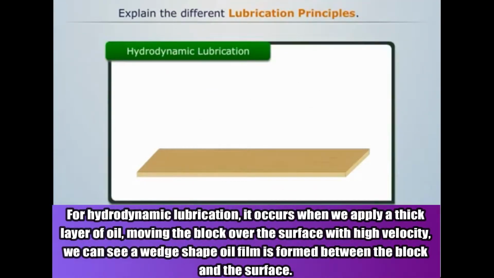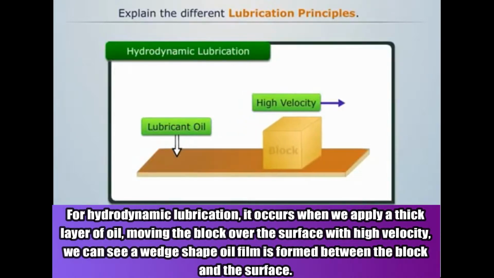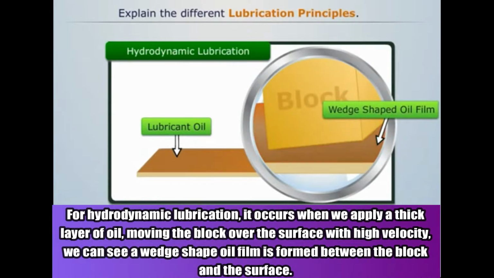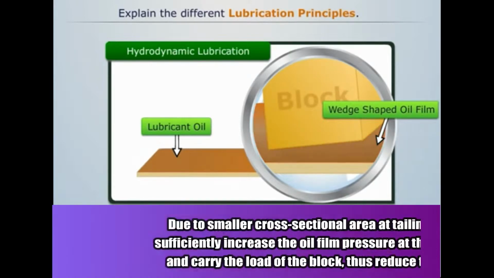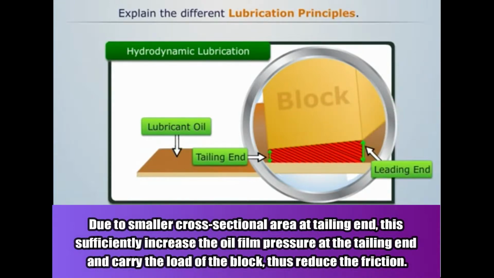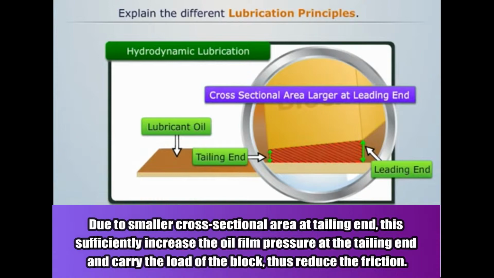Hydrodynamic lubrication occurs when we apply a thick layer of oil and move the block over the surface with high velocity. We can see a wedge-shaped oil film is formed between the block and the surface. Due to the smaller cross-sectional area at the trailing end, this sufficiently increases the oil film pressure at the trailing end and carries the load of the block, thus reducing the friction.